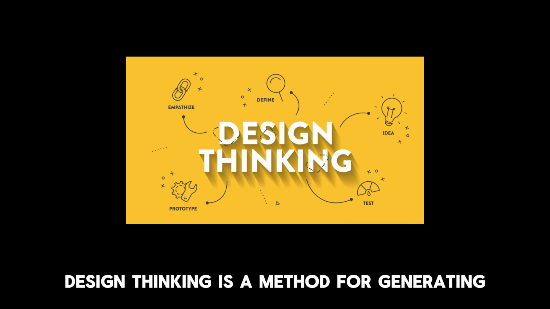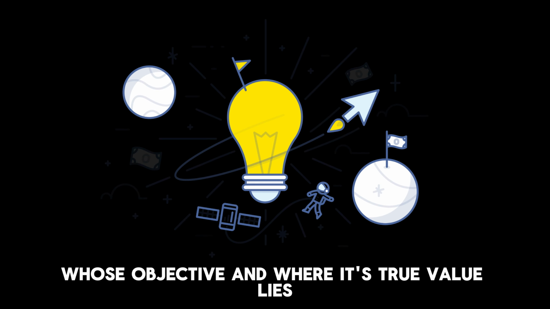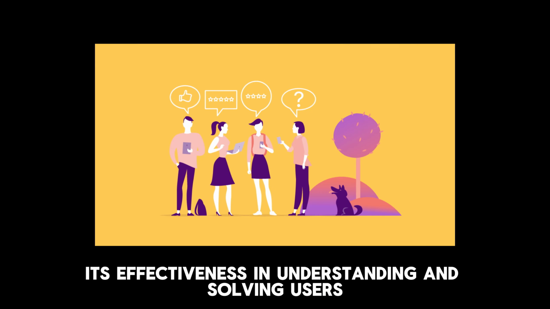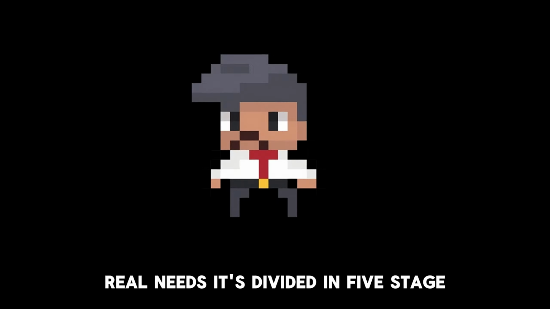Design thinking is a method for generating innovative ideas, where its true value lies in its effectiveness in understanding and solving users' real needs. It is divided in 5 stages.